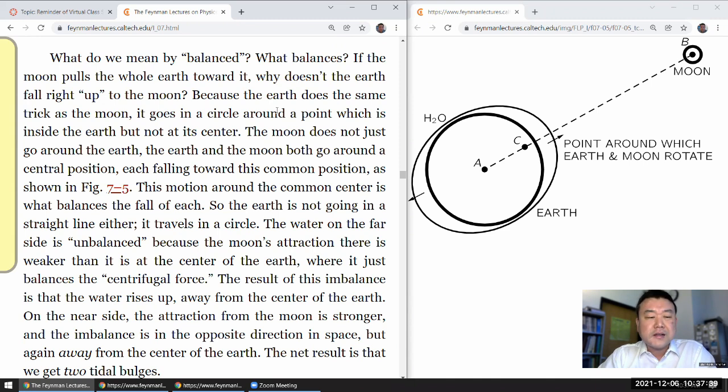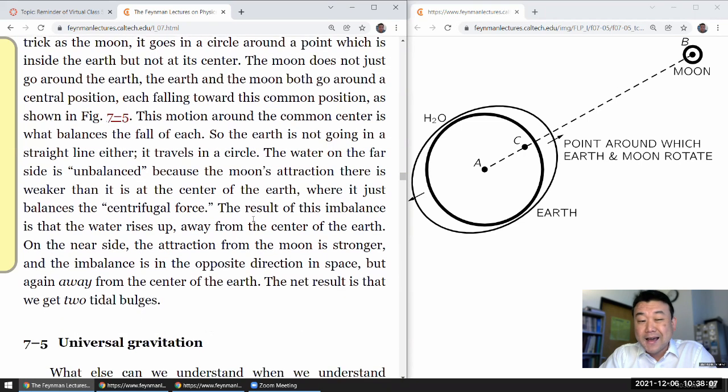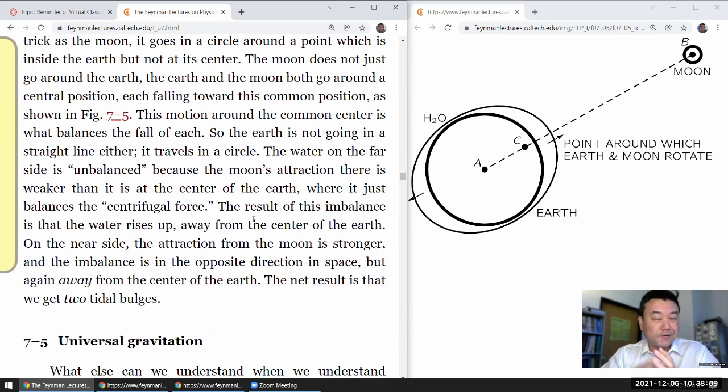The Moon does not just go around the Earth. The Earth and the Moon both go around the central position, each falling toward this common position as shown in this figure. This is the common point, the center of mass or center of weight of Earth and Moon. The motion around the common center is what balances the fall of each. So the Earth is not going in a straight line either. It travels in a circle or ellipse, which is quite close to a circle.